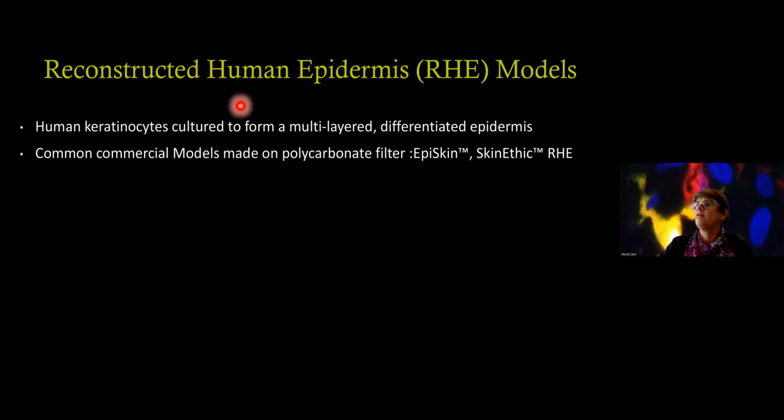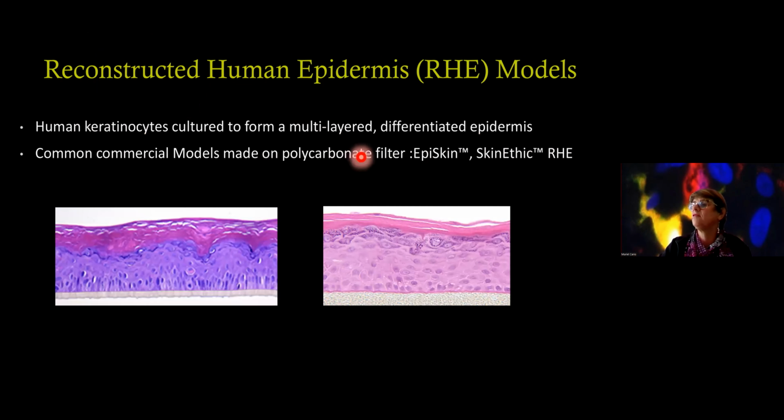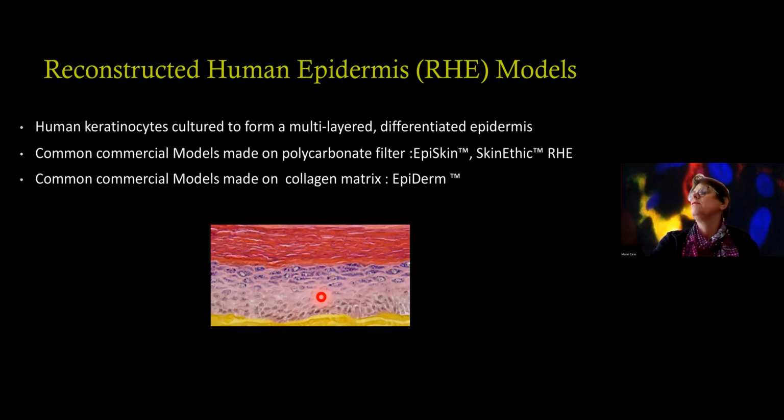differentiated epidermis. There are numerous commercial models made on polycarbonate, such as Episkin or SkinEthic. You can see here the basal layer, the differentiation, and the stratum corneum. These models are made on a rigid support, which changes the quality of the epidermis quite a bit. So there are more interesting models with a more physiologic part, such as this model, EpiDerm, which is made on collagen matrix. And on this, you can see that there is some recurrence.